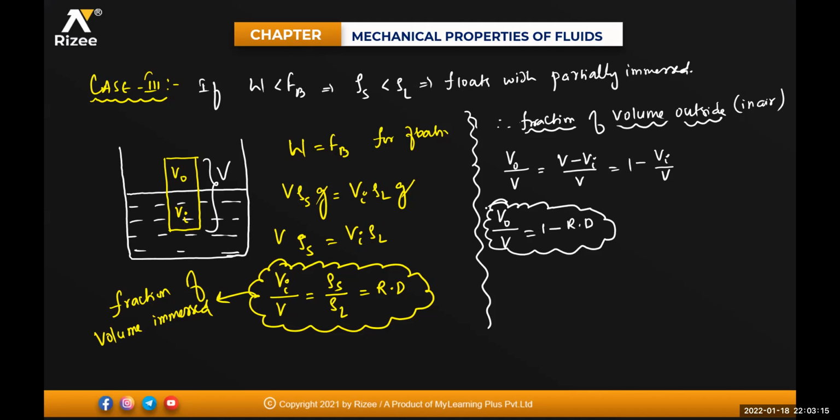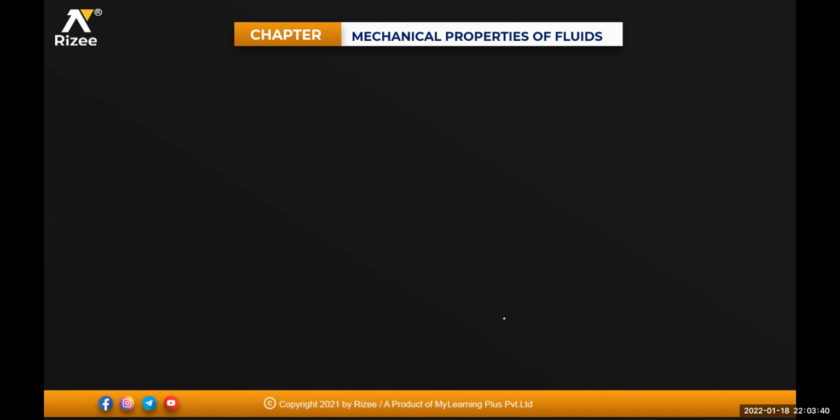Very important relation. Clear? Third case, if the weight of the body is lesser than the buoyant force, then the body will be partially immersed. So you may be asked the fraction of volume immersed, how do you calculate? Fraction of volume outside in the air, how do you calculate? These are the two formulas which you need to remember. Clear, beta? Sure. Yes, sir. One more case, and very important. Case number 4.